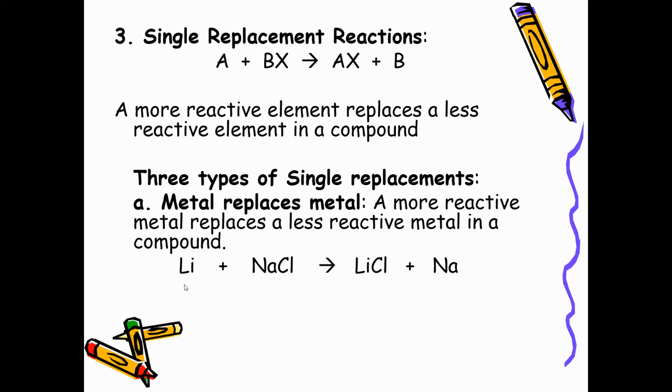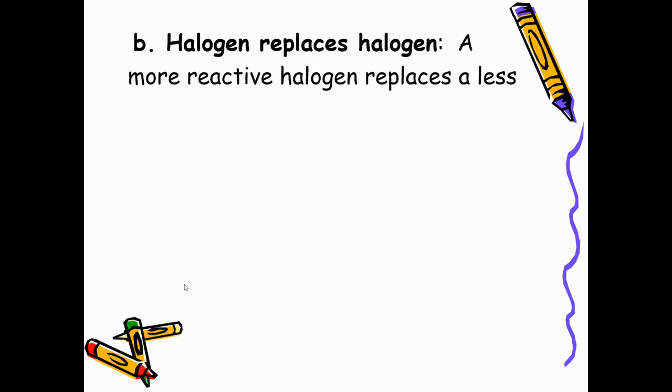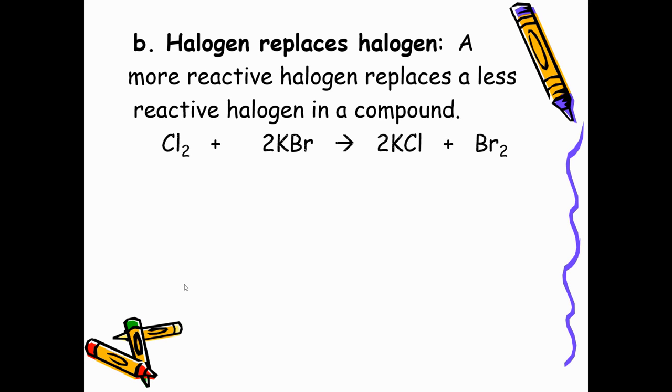Okay. The next type you can have is a halogen replacing a halogen. Where are your halogens located? Group 7. Okay, so with a halogen replacing a halogen, your single element is going to be a diatomic, because fluorine, chlorine, bromine, all of those are diatomics. Those are your halogens. So you're going to have a simple diatomic. Okay, in this case, here's my example. Cl2 is going to replace Br.